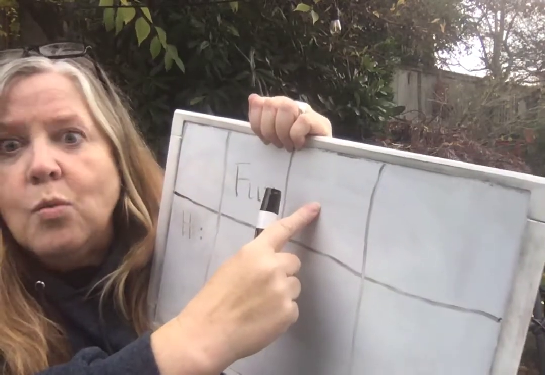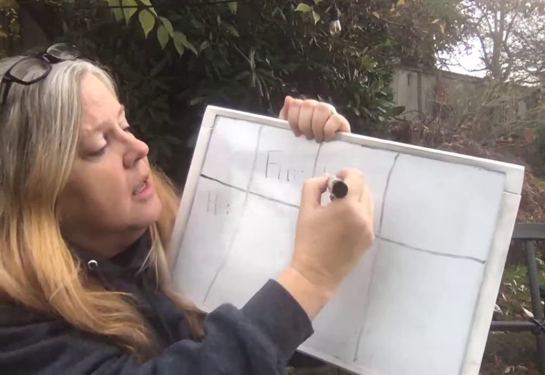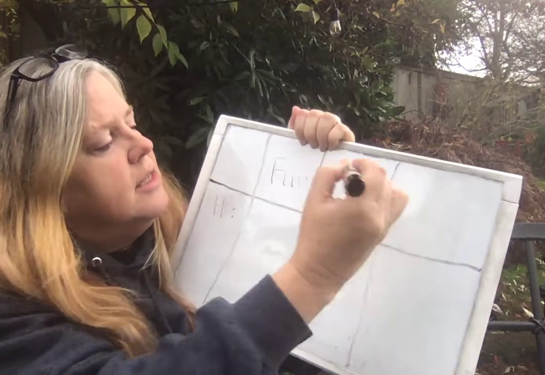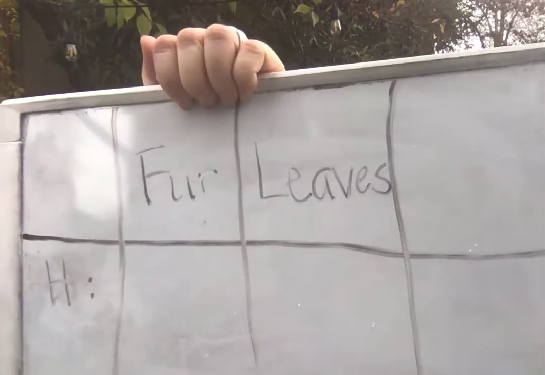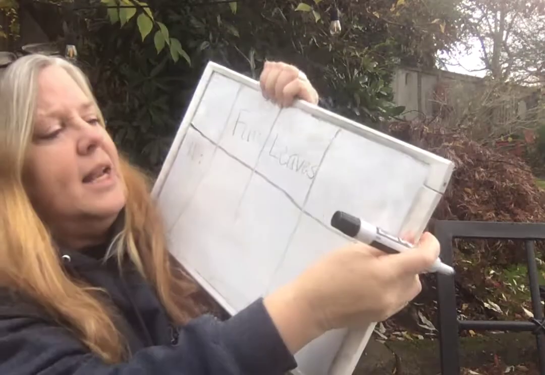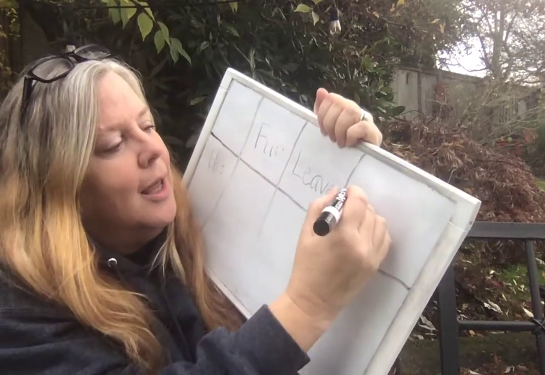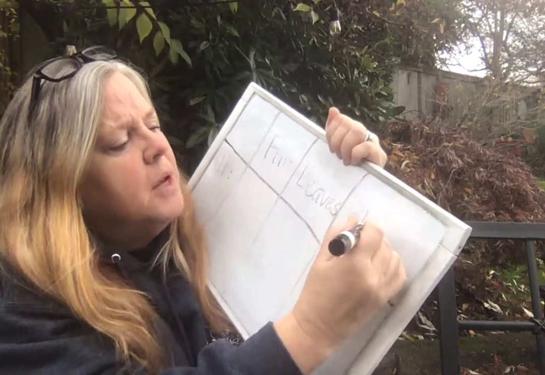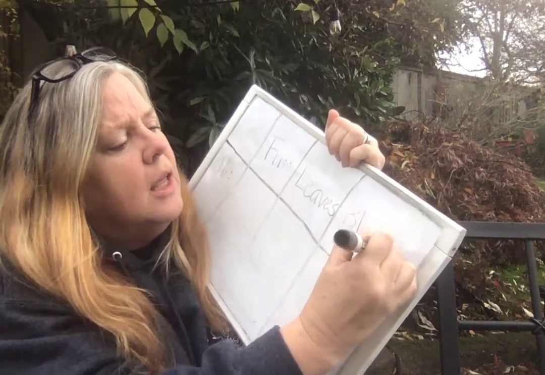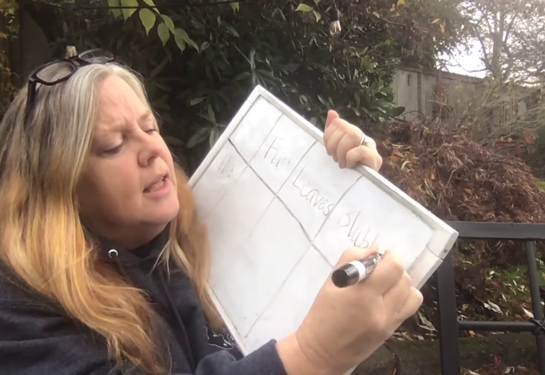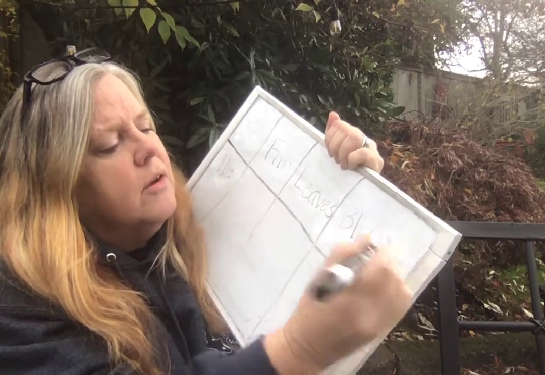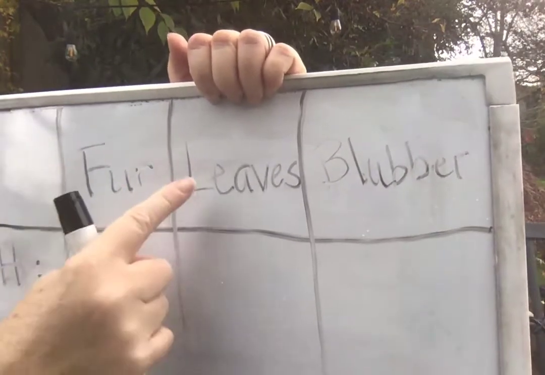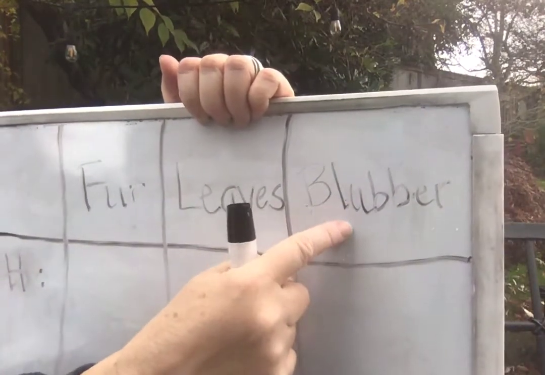The next one was leaves. And then the last one is blubber. And you might be wondering, how am I going to test? Oh my goodness, my marker is not working. And here I am at home without another marker. Great. So fur, leaves, or blubber.